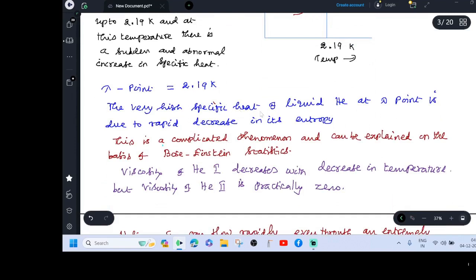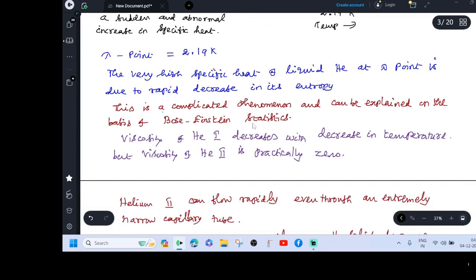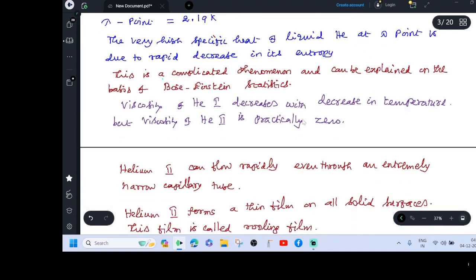The very high specific heat of liquid helium at the lambda point is due to a rapid decrease in its entropy. This is a complicated phenomenon and can be explained on the basis of Bose-Einstein statistics. The viscosity of helium 2 decreases with the decrease in temperature, and is practically zero. The viscosity of helium 1 decreases with the decrease in temperature.